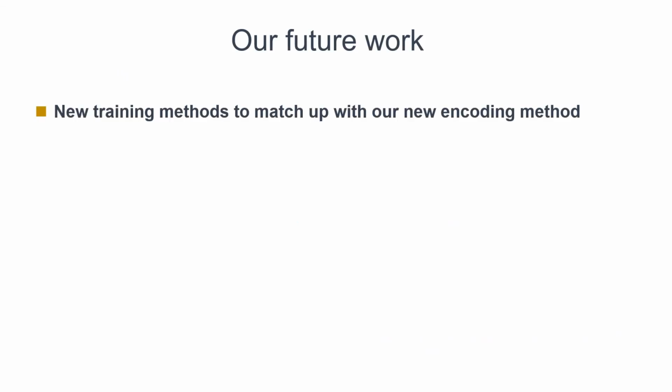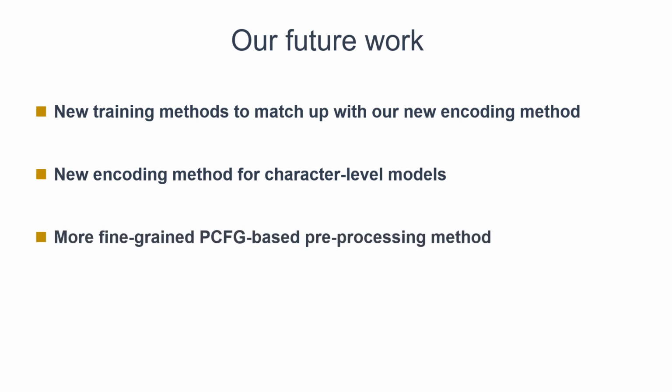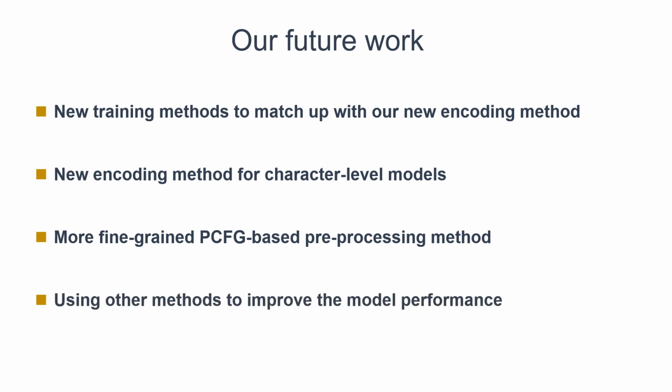For our future work, firstly, new training methods to match up with our new encoding method can be a viable direction due to the underutilization of the character features. Secondly, we still think that encoding method would be a feasible way to improve the character level models. Third, the research on PCFG-based preprocessing method should be more fine-grained. One viable direction is to add more fine-grained recognition rules based on our refined PCFG, and another direction is to apply natural language processing technology to extract the password features. Last, we may use other methods to improve the model performance.